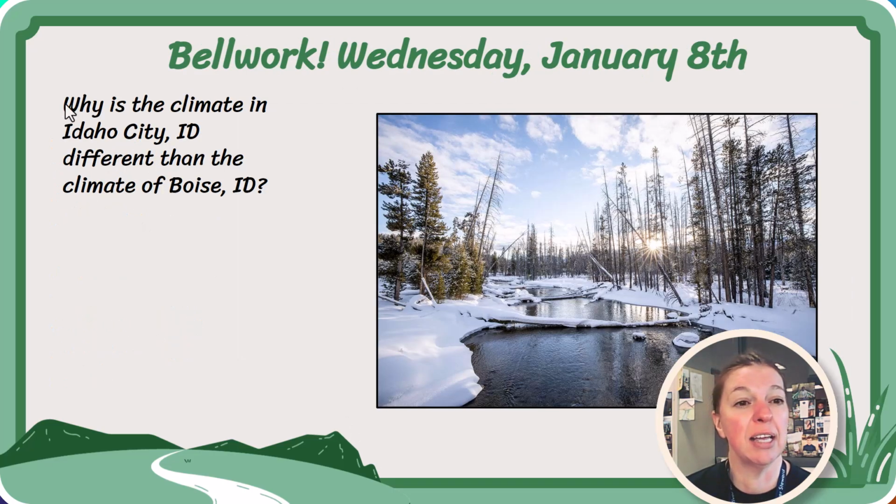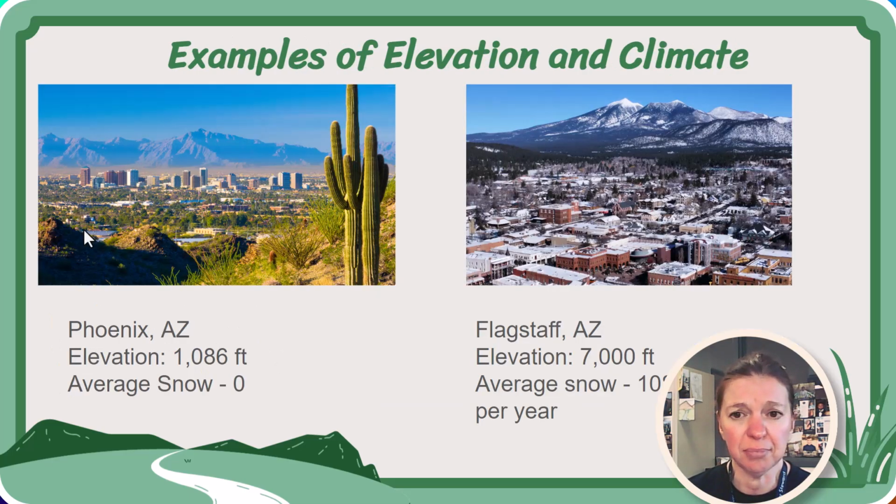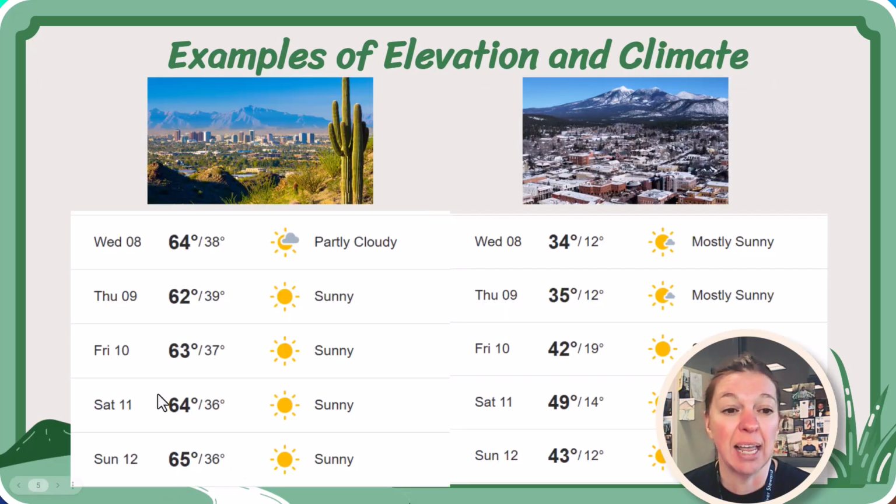The next bell work is, why is the climate in Idaho City, Idaho different than the climate in Boise? You're going to be talking about that. You can give other examples. One example here is Phoenix and Flagstaff, Arizona. I don't know if you guys know this, but Flagstaff, where I went to school, gets 108 inches of snow a year, but it's Arizona. So when people drive through there, they don't realize that there's going to be snowy conditions. And here are the weather differences between Phoenix this week and Flagstaff this week. It's a pretty significant difference.